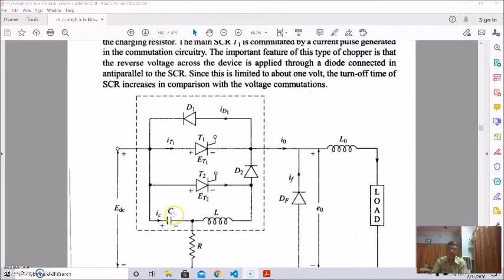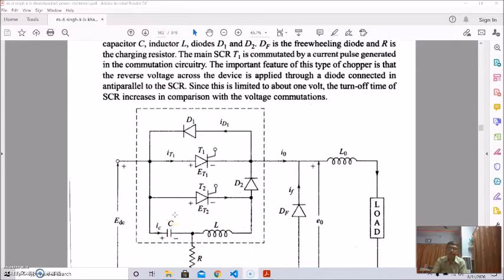The main thyristor T1 is commutated by a current pulse generated in the commutation circuitry. An important feature of this type of chopper is that the reverse voltage across the device is applied through a diode connected in anti-parallel to the SCR. Since this is limited to about 1 volt, the turn-off time of the SCR increases in comparison with the voltage commutation circuit.